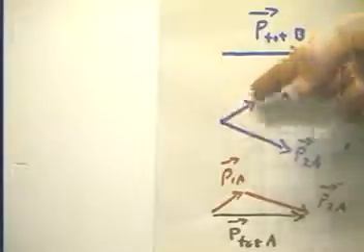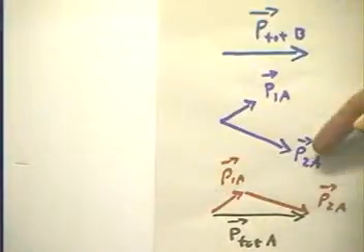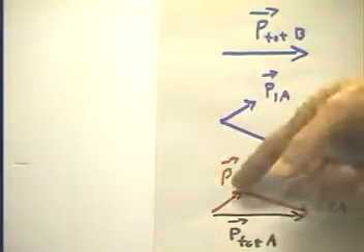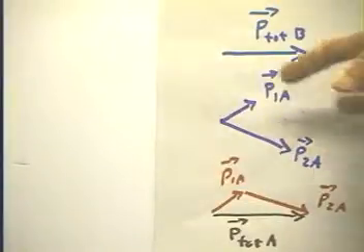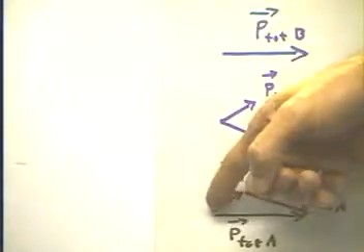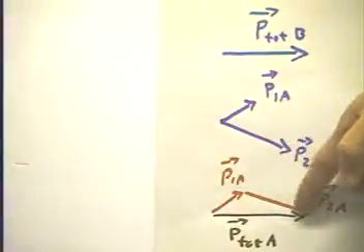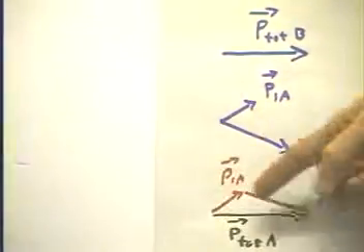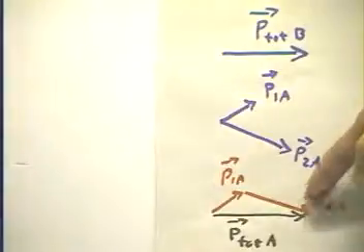We simply take the first momentum and we start it from some point. Put the tail of the vector at one point, the head at another. And we take the second momentum and we put it tail to head with the first. Then the total of these two momenta is simply the momentum that we get if we go from the starting point of the first vector to the end point of the second.